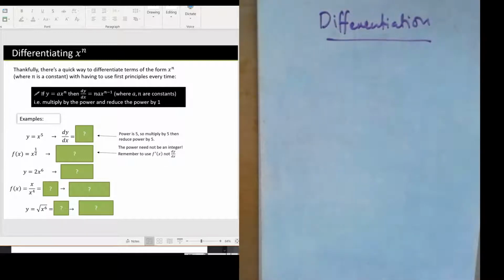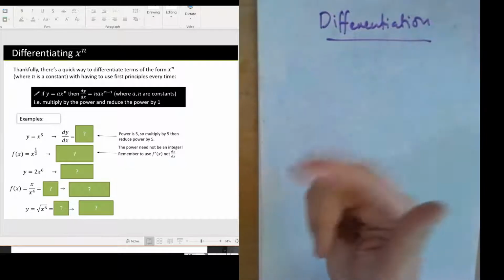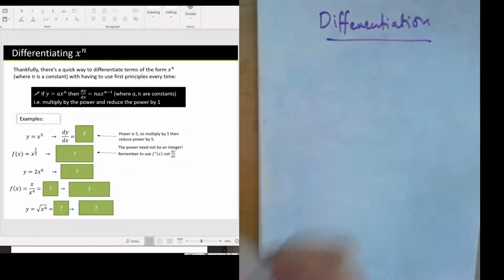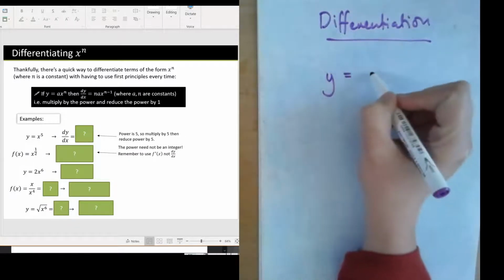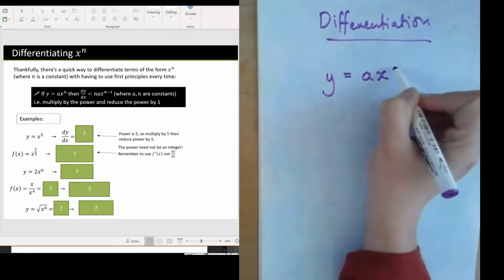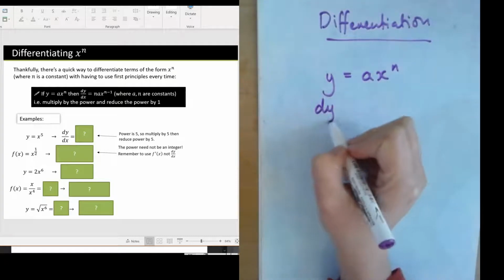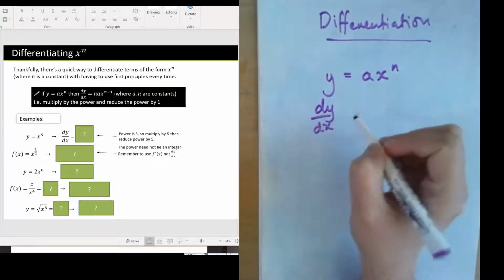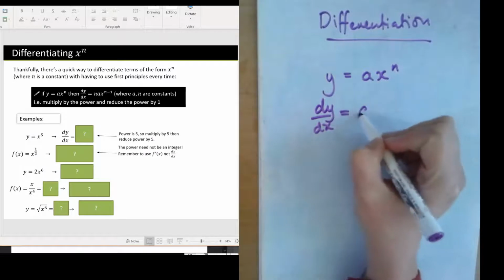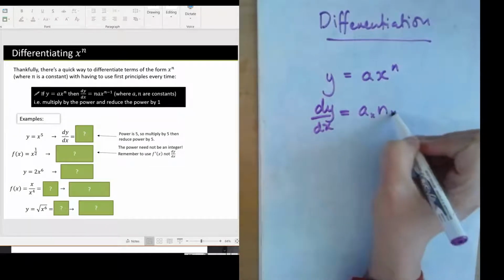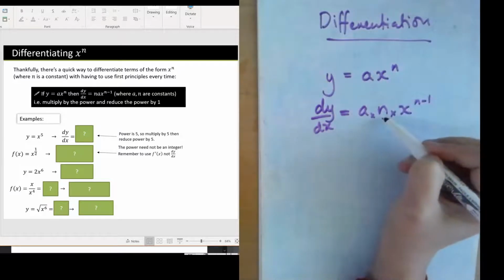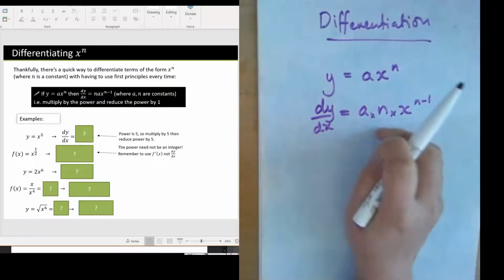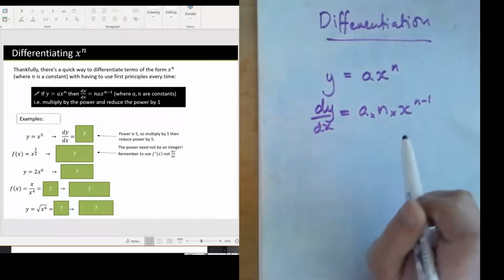But for differentiation, obviously we don't just keep drawing graphs and loads of tangents. We do have an equation for it. At IGCSE level, all you need to know is this equation right here. If y is ax to the power of n, then the first differential would be a times n times x, but I drop the power of x by 1. So you bring the power down, and then the power gets dropped by 1.